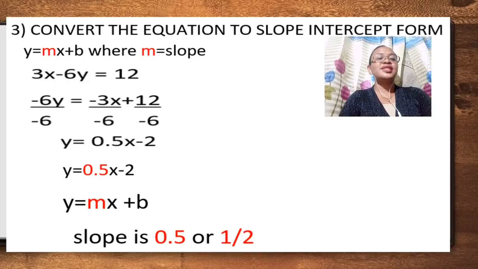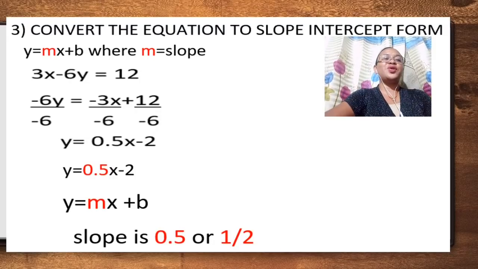And so, as I've told you, the slope-intercept form is in the form y equals mx plus b, where m is the slope. So the m is the number beside x. So since in the transformation of that equation, the number beside x is 0.5, the slope is 0.5. So the three ways of finding the slope are always the same.